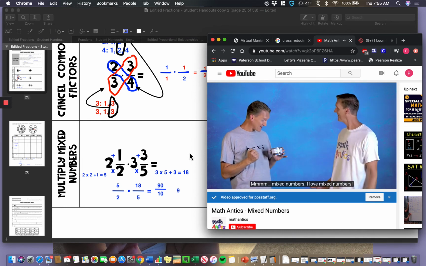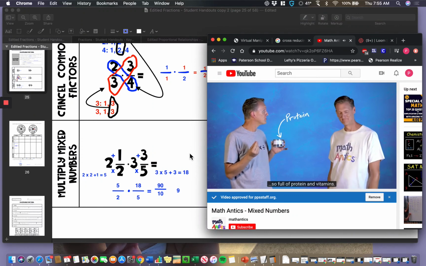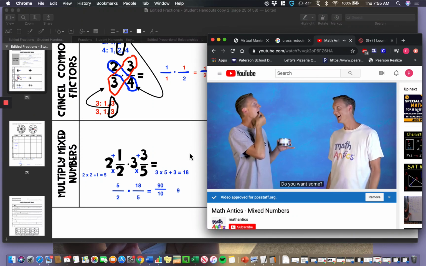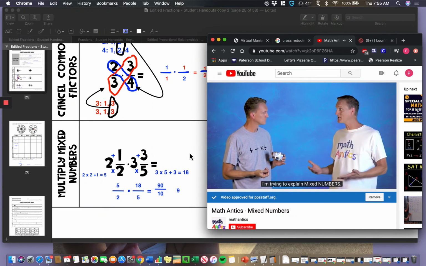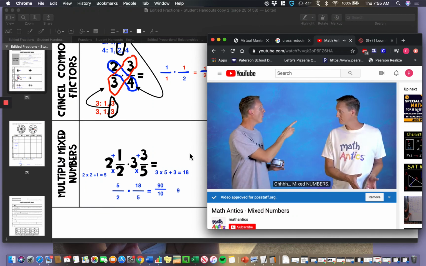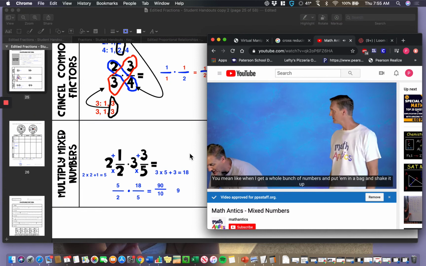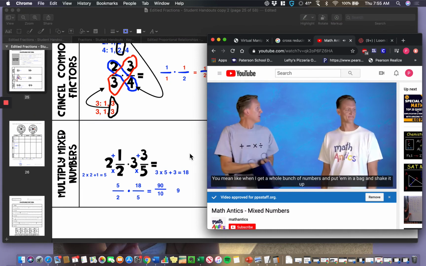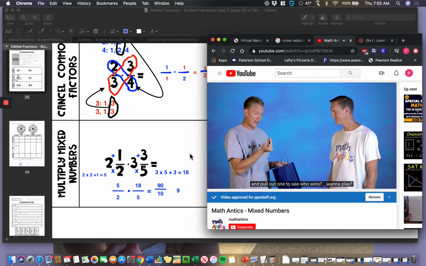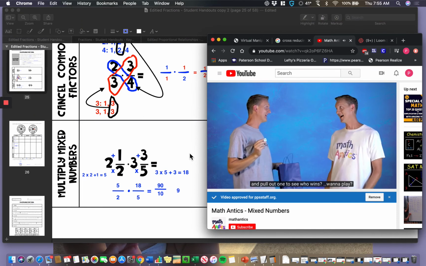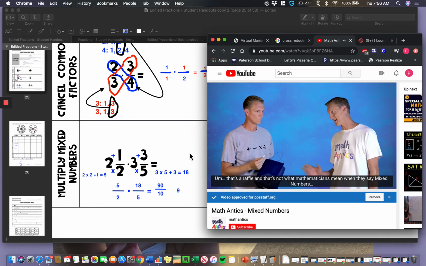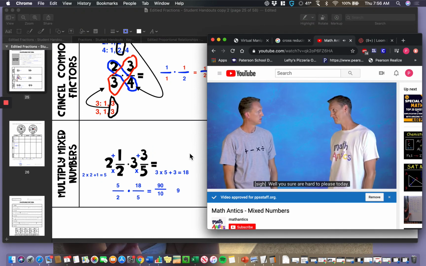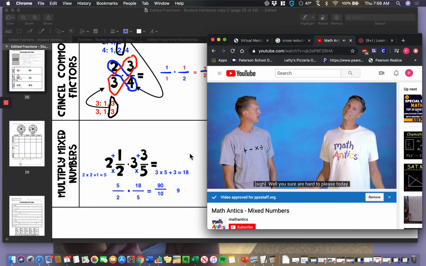Mixed numbers. I love mixed numbers. So full of protein and vitamins. You want some? Those are mixed nuts, and no thanks. I'm trying to explain mixed numbers. Oh, mixed numbers. You mean like when I get a whole bunch of numbers and put them in a bag and shake it up, pull out one to see who wins? You want to play? That's a raffle, and that's not what mathematicians mean when they say mixed numbers. Well, you sure are hard to please today.